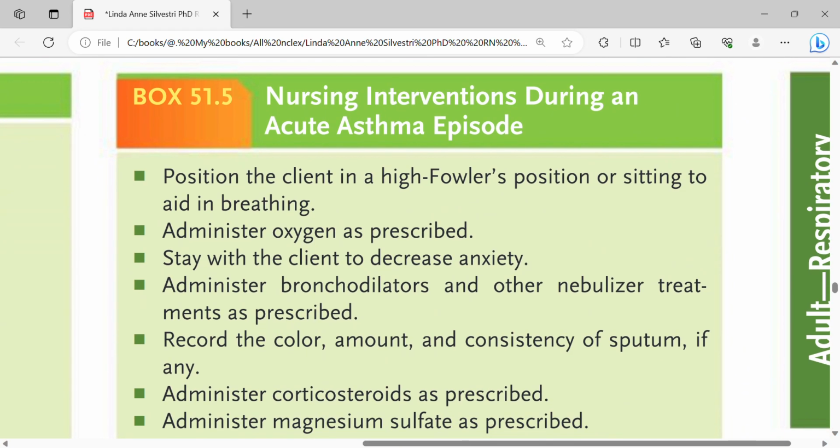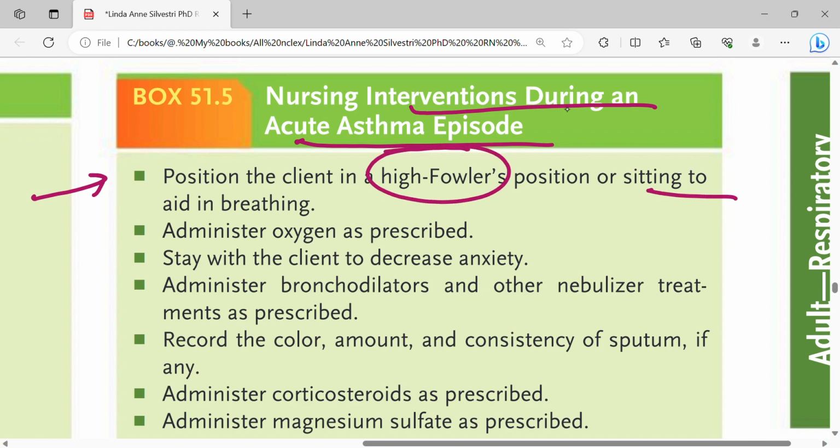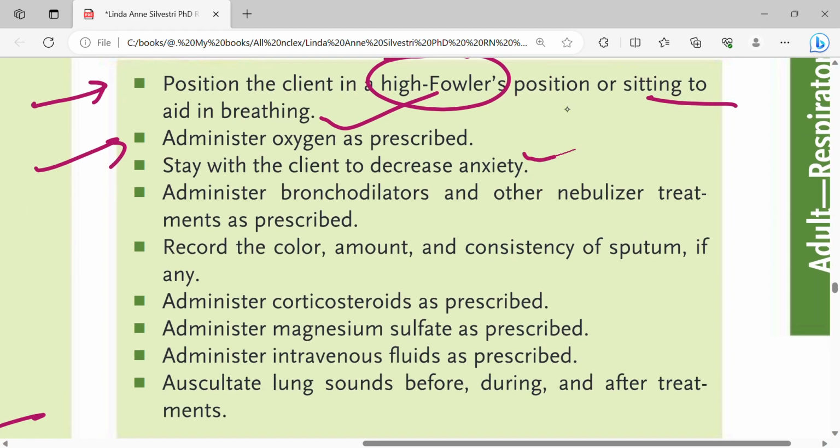Now, what will we do as nursing intervention during an acute asthma episode? The main thing I already told you: for any respiratory problem we should provide the Fowler's position, or a sitting position. The next one is administering oxygen. So position is the first priority, then oxygen. Stay with the client to decrease anxiety. Then administer bronchodilators or other nebulizer treatment as prescribed. Record the color, amount, and consistency of sputum.